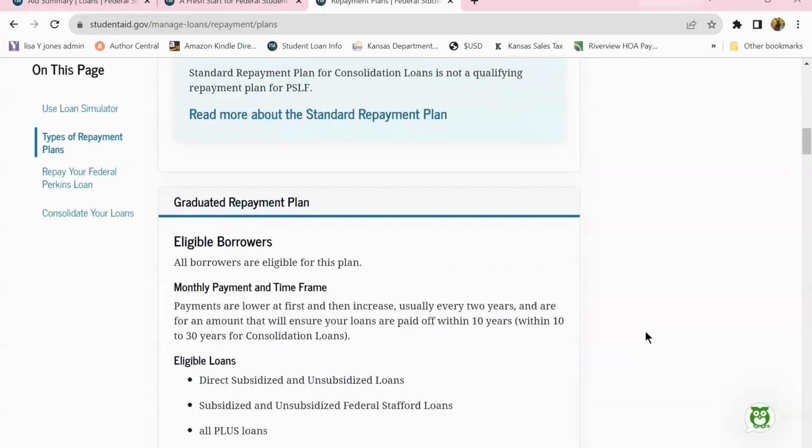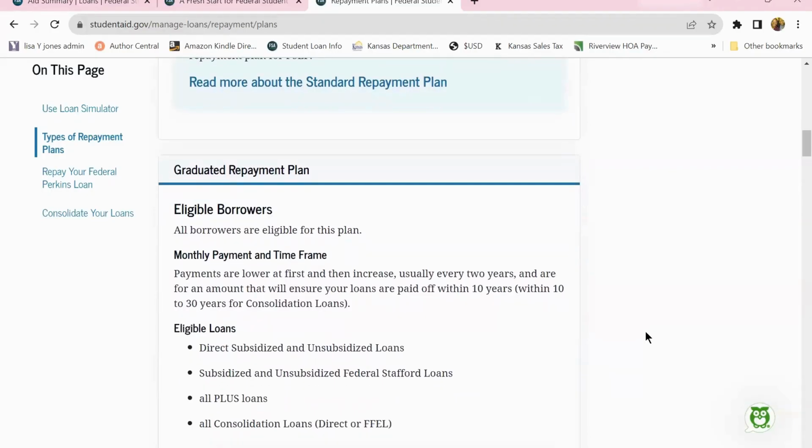We use the graduated repayment plan. Again, everybody is eligible. What happens here is the payments are lower at first, and then they increase usually every 2 years and are for an amount that will ensure that your loans are paid off within 10 years. And again, your loans qualify. So this is what we use. This is the one that we have.